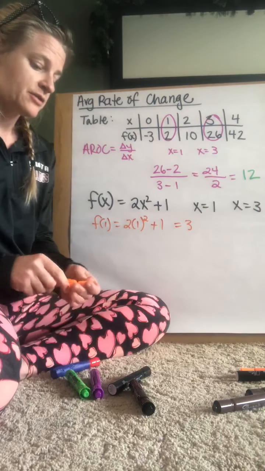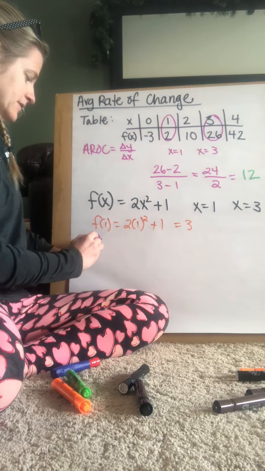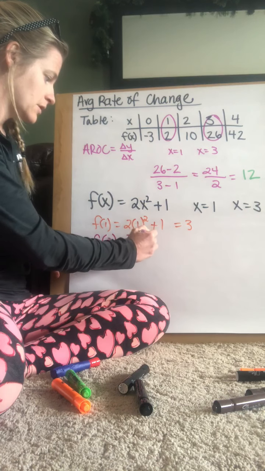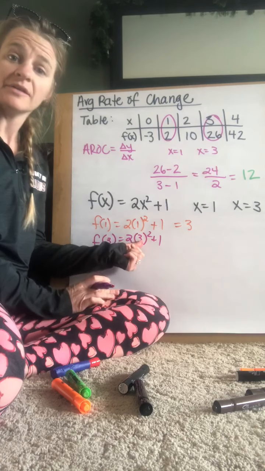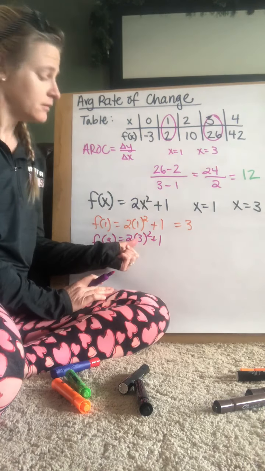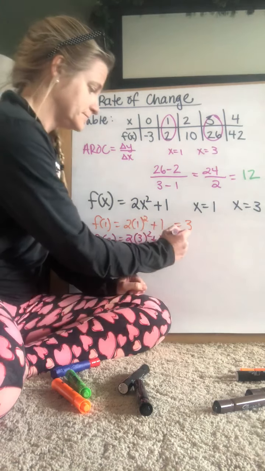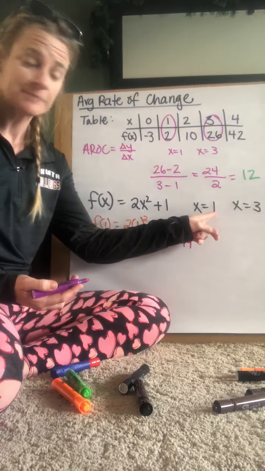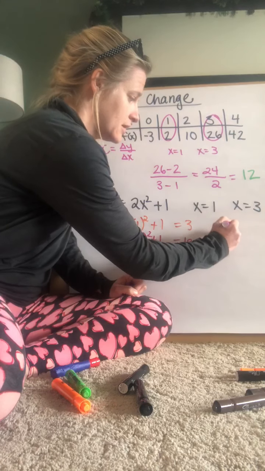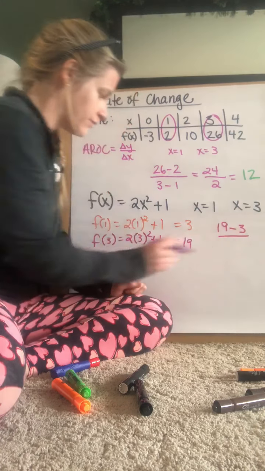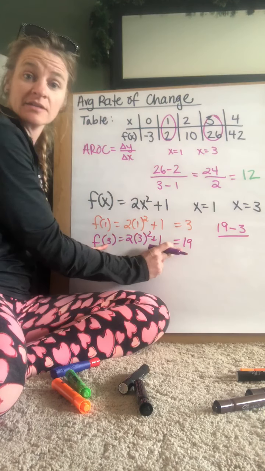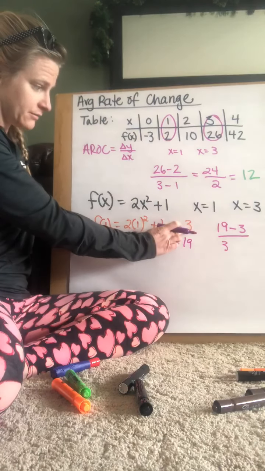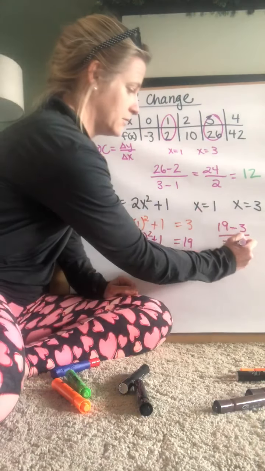When I calculate f of 3, we've got 2 times 3 squared plus 1. Well, 3 squared is 9, times 2 is 18, plus 1 is 19. So those are my y values. These are my x values. 19 minus 3 over 19 was the value when x was 3, so that'll be a 3 here. And then 3 was the value when x was 1, minus 1.